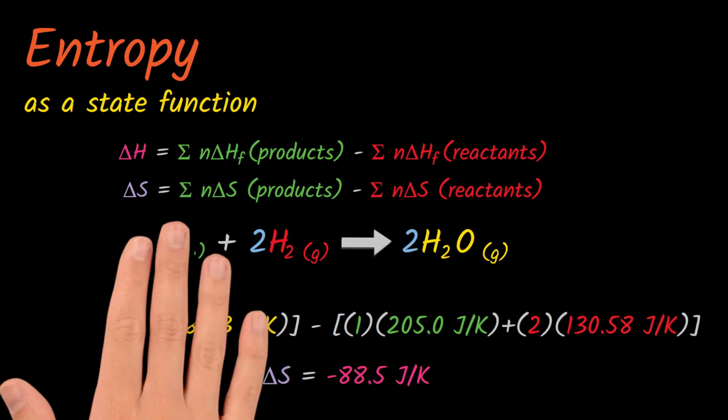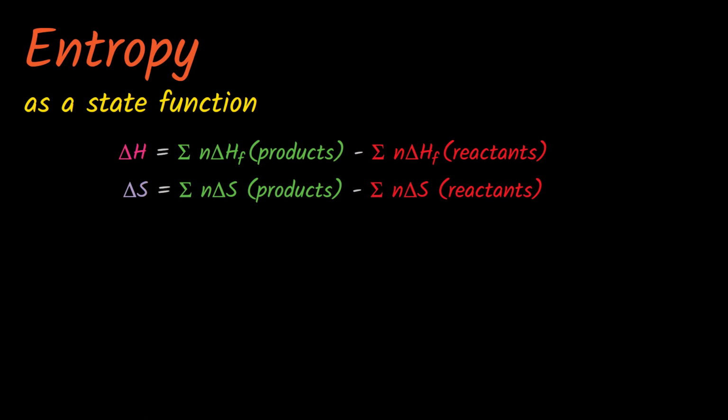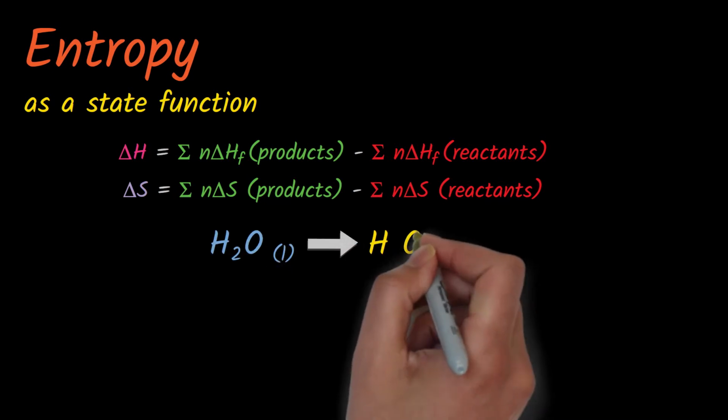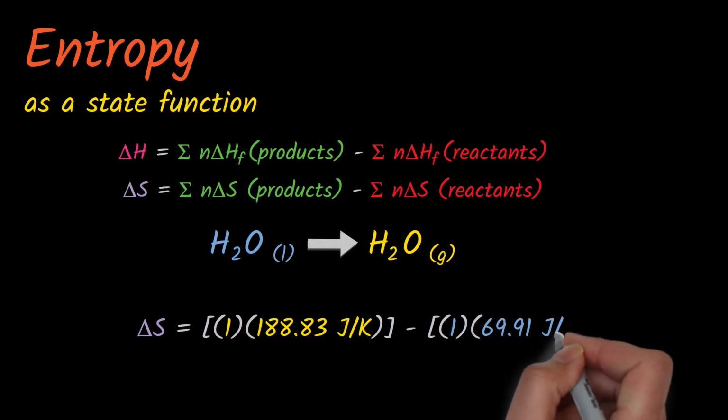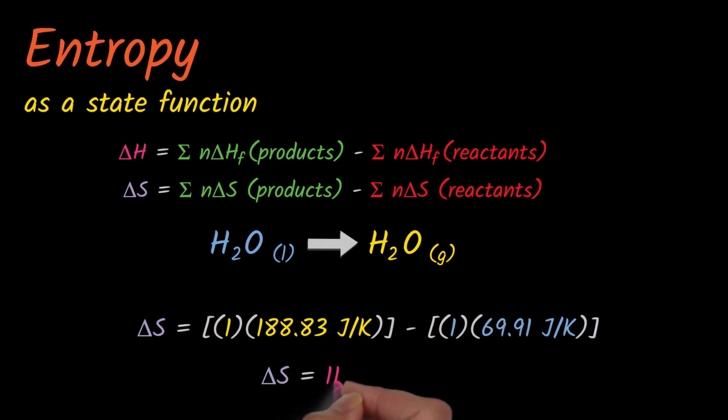Let's try this with our state change equation. We simply look up the standard entropy values for each compound. Then we subtract the reactants from the products. For this state change, we get an entropy change of 118.92 joules per Kelvin. This is an increase in entropy as we predicted.